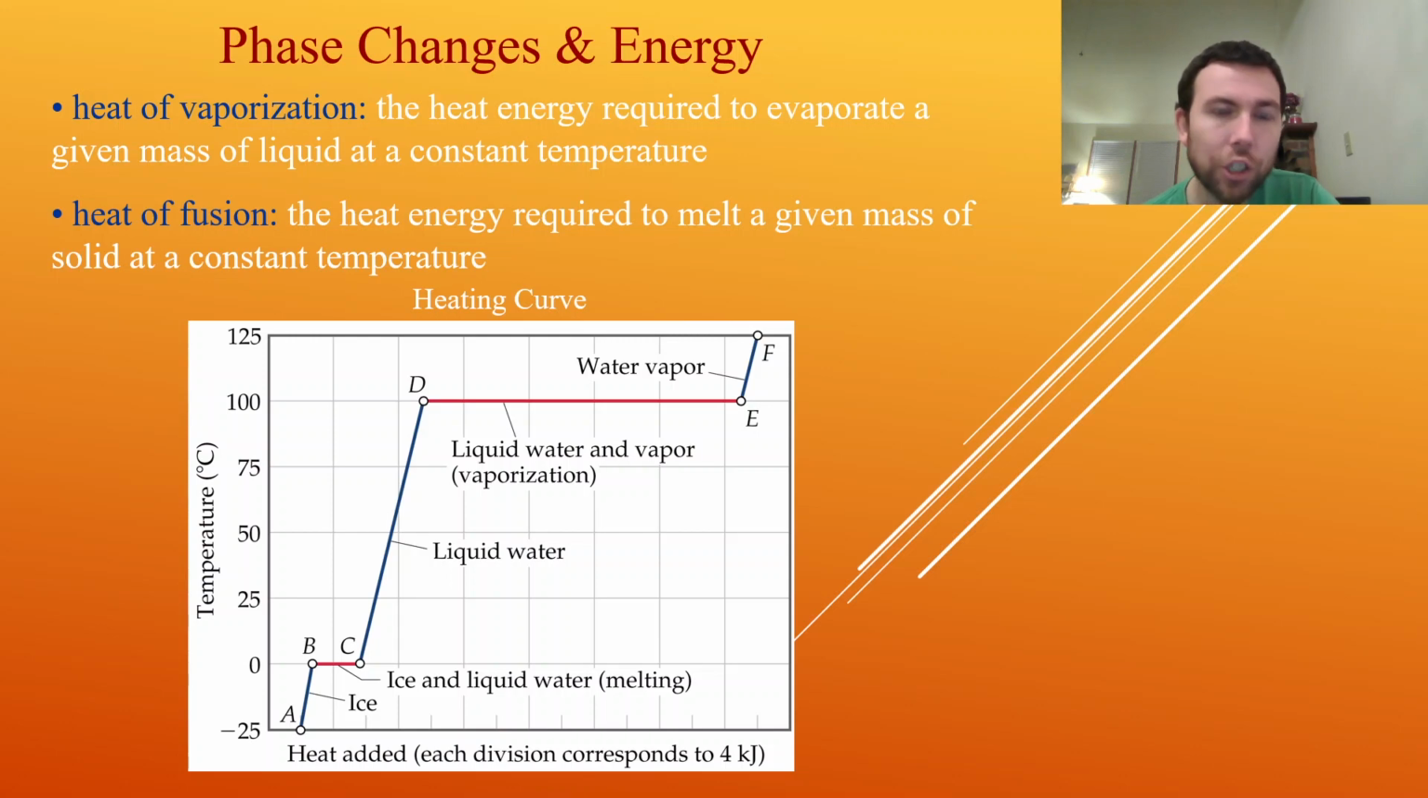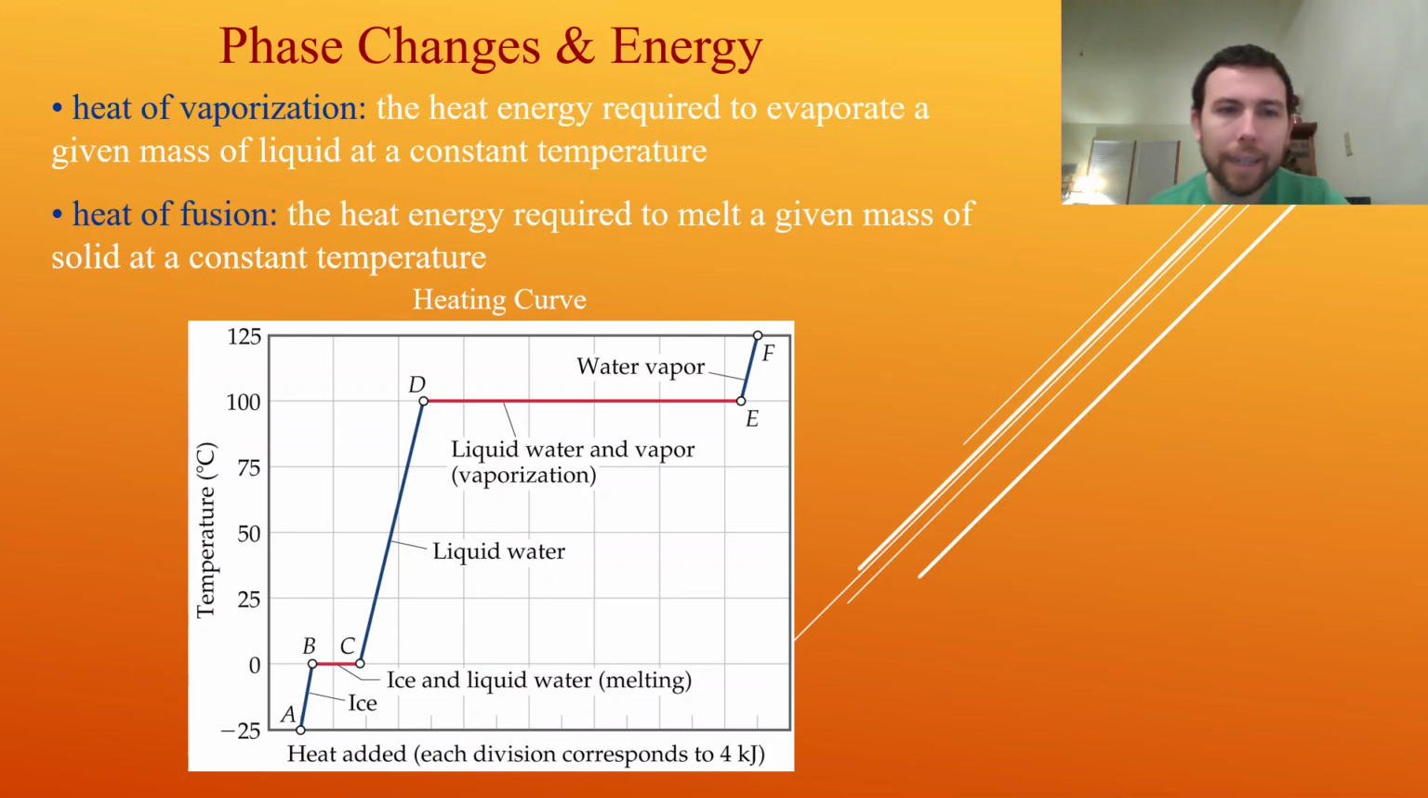Now, notice that at segments BC and DE, aka the phase changes, as heat is being added, the temperature is not changing. So from segment BC, the temperature remains constant until all of the ice is converted to a liquid, and then the temperature increases. Same thing at DE. All of the water is being heated, and so as it's going from D to E, the temperature stays constant until all of the water is converted to a gas, and then the temperature begins to increase.